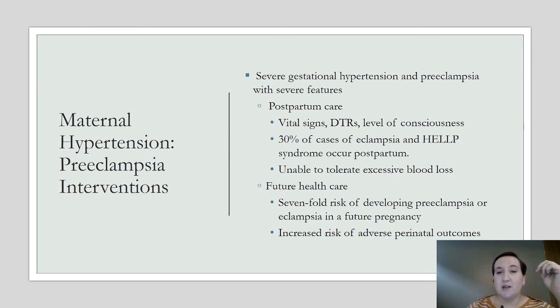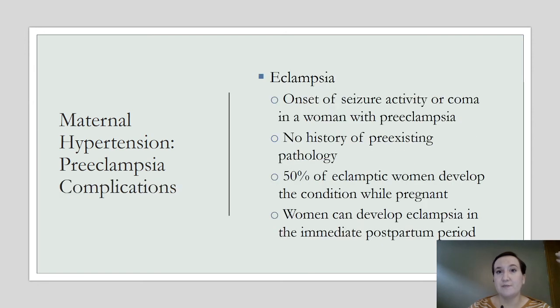These ladies are unable to tolerate excessive blood loss. Well, why? We talked about that they can have platelet issues. We don't have platelets, we don't have the ability to clot. They have a 7-fold higher risk of developing preeclampsia with future pregnancies, and they have increased risk of adverse perinatal outcomes, which I already mentioned.